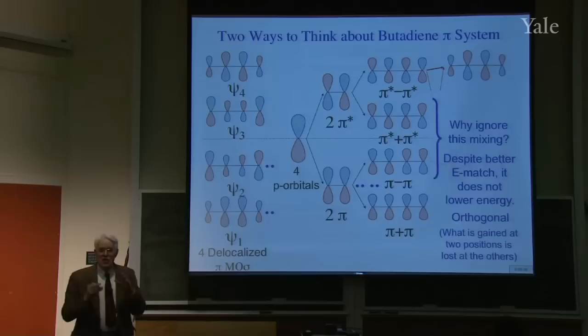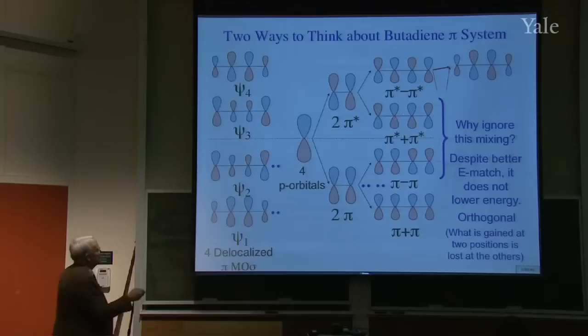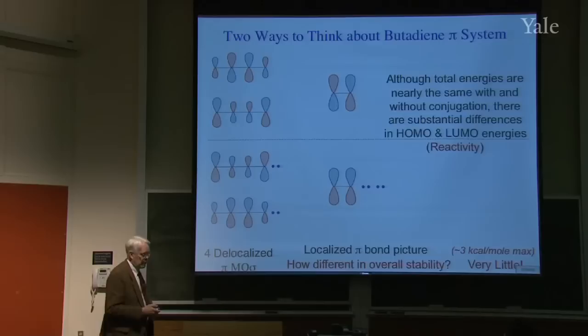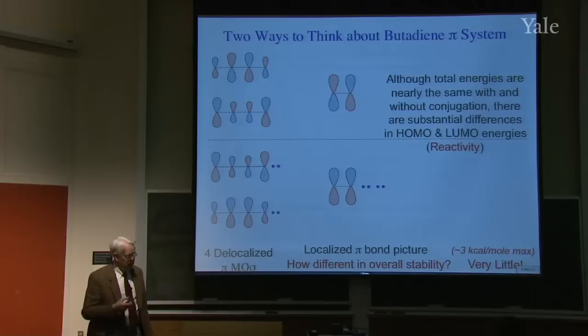That is, if you adjust it on the left to be big in the middle and small on the outside, on the right it'll be just the opposite, so you won't gain anything, okay? So you consider only this one mixing with that one, this one mixing with that one, and it doesn't count for much. That's why you don't get much out of a diene, okay? So although the total energies are nearly the same with and without conjugation, that is, the total energy that we calculate here is almost the same as the total energy we calculate there. There's just that few kilocalories difference, right?